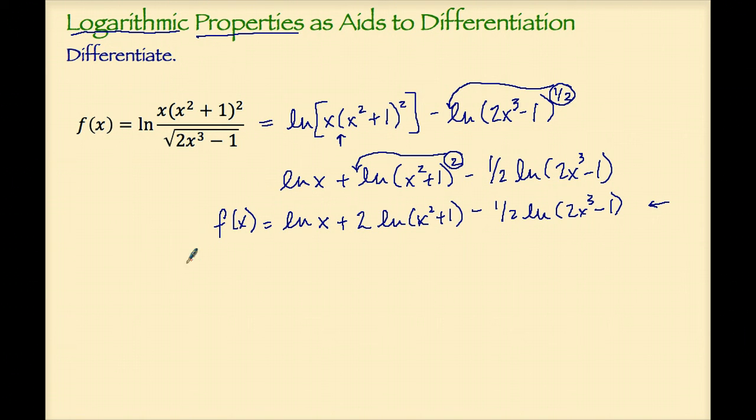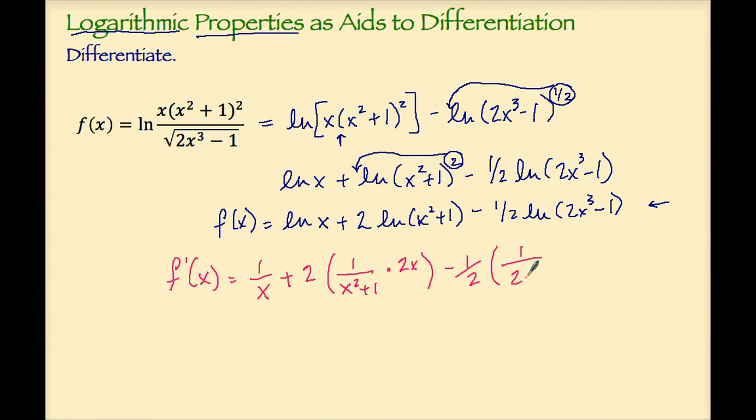So let's do that. F prime of x is going to be 1 over x, then plus 2 times 1 over x squared plus 1 times the derivative of x squared plus 1. Don't forget to multiply by the derivative of that quantity. Then minus 1/2 times 1 over 2x cubed minus 1 times the derivative of 2x cubed minus 1, which is 6x. And let's simplify the derivative a little bit.